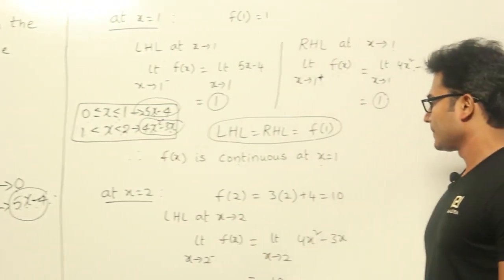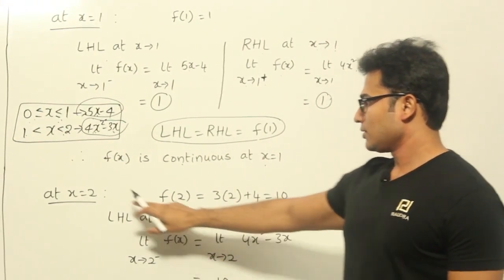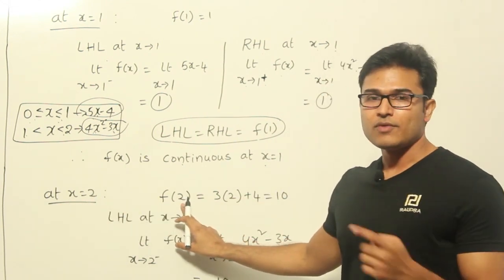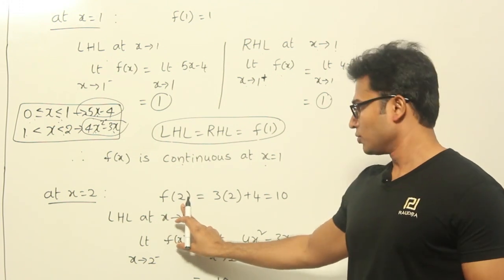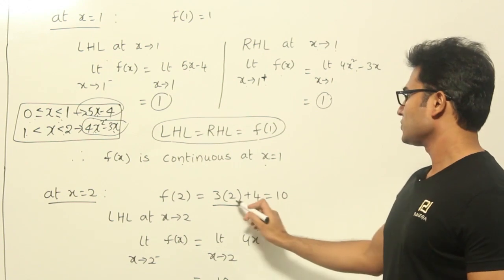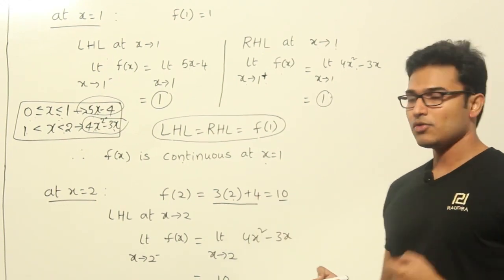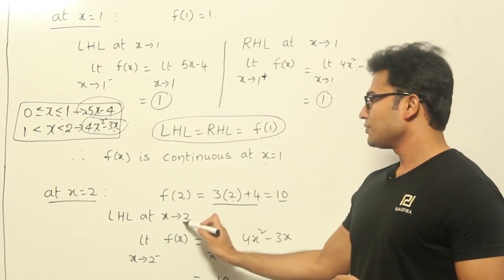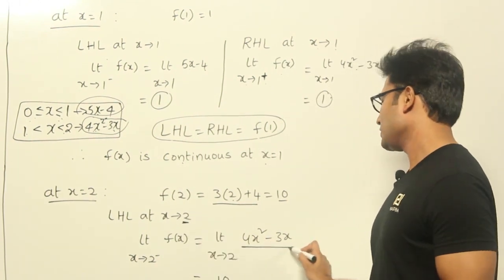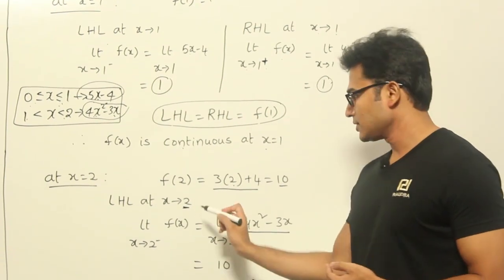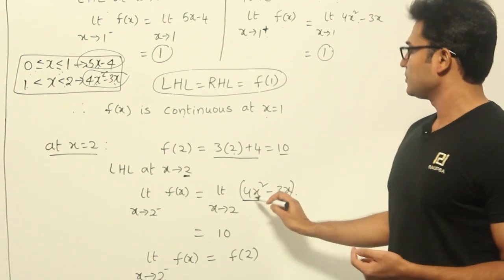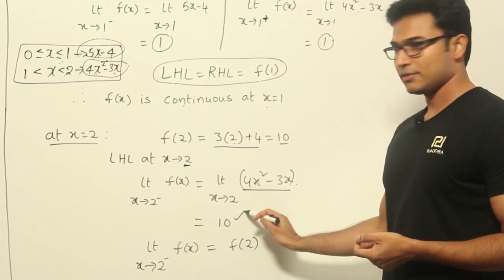Now at option D, okay, so at option C, at x equal to 2, if you see f of 2, the value of the function at the point 2, for this we are going to use the 3x plus 4 function. So 3x plus 4 is going to give me 10. Now I want to find out the left hand limit, and for the left side, the function is 4x square minus 3x, which means at a value slightly less than 2, we need to use this function. And in this place, if you substitute x equal to 2, I am getting 10.